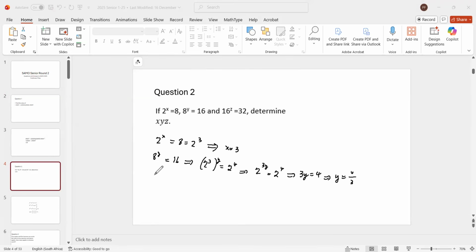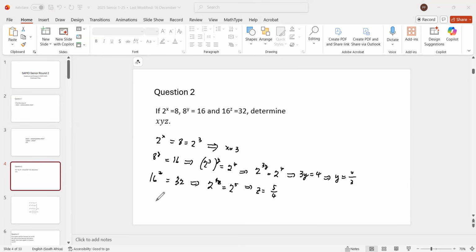And here you got 16 to the power of z is equal to 32. So in the same way, if you make this base 2, we have 2 to the power of 4z is equal to 2 to the power of 5. That implies that 4z is equal to 5, or z is equal to 5 over 4.